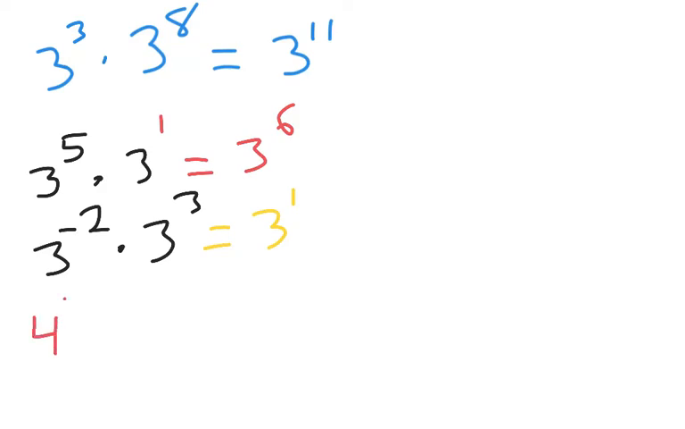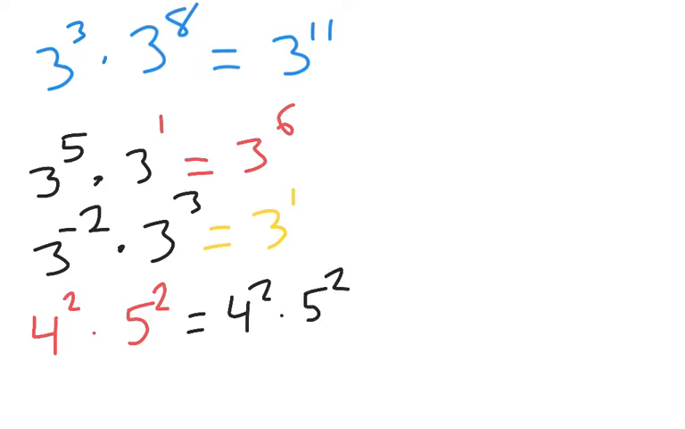All right, what about 4 to the 2nd times 5 to the 2nd? Would you add the bases? Or would you multiply? What's the only rule you know? If the base is the same. If you're multiplying powers with the same base. Do they have the same base? No. So I can't simplify it using my exponent rules.